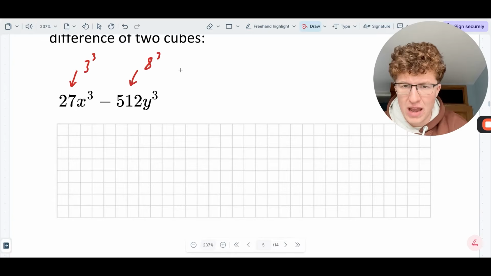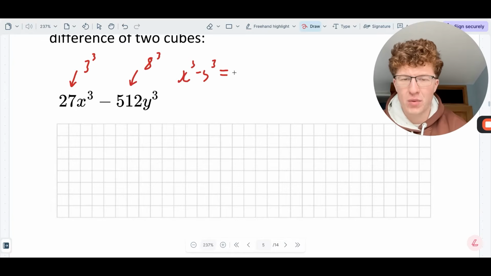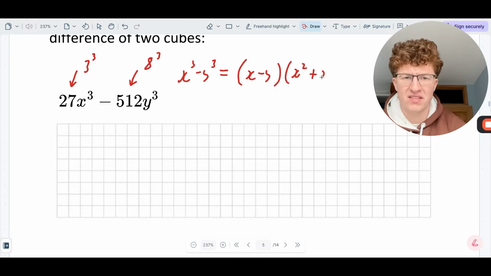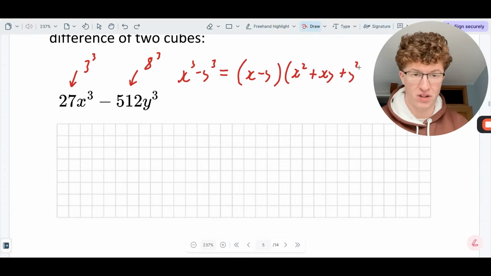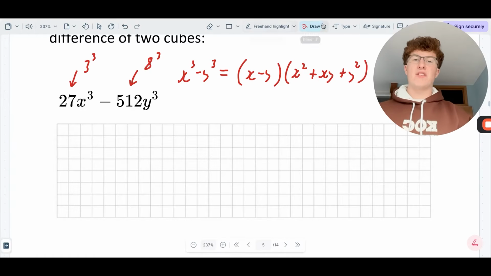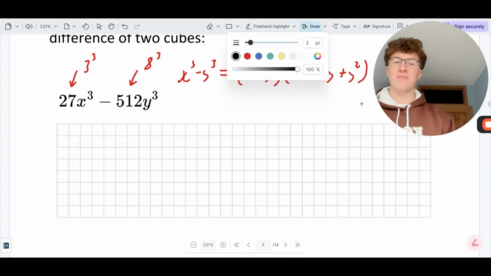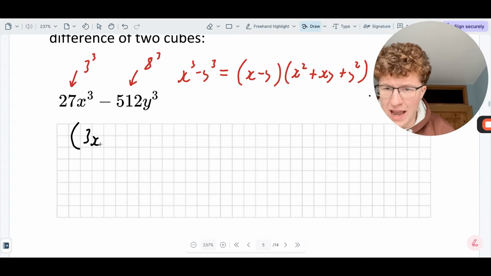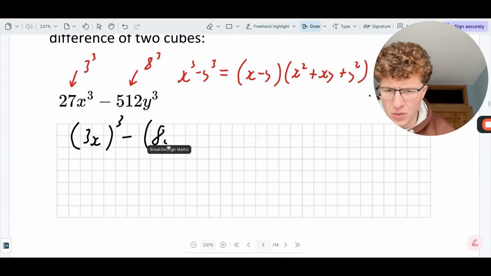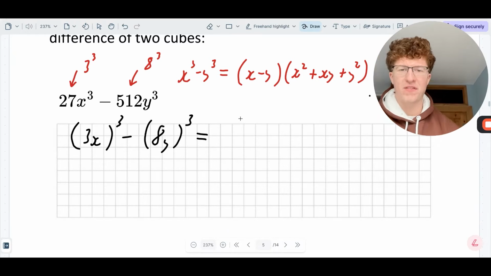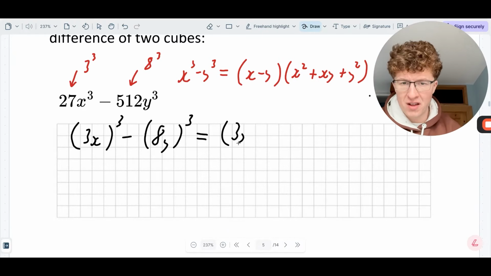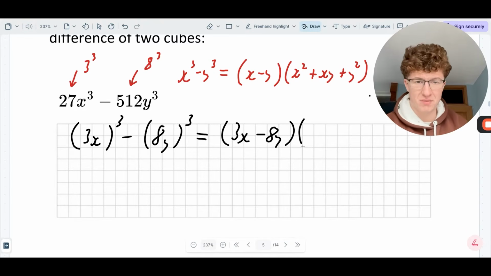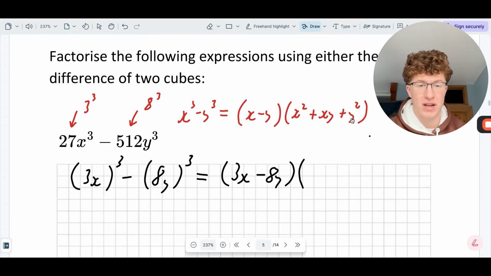And the formula for that, if we have x cubed minus y cubed, we can factorize that as x minus y times x squared plus xy plus y squared. Now, all we have to do from here, since we're given the formula, is factorize this. Looking at this, we can say 3x all cubed minus 8y all cubed can be factorized as 3x minus 8y, times x squared plus xy plus y squared.